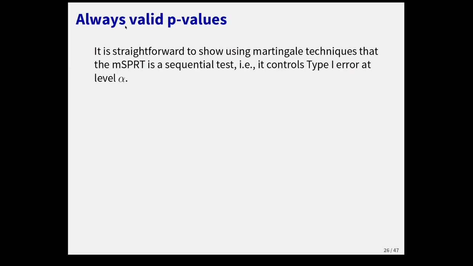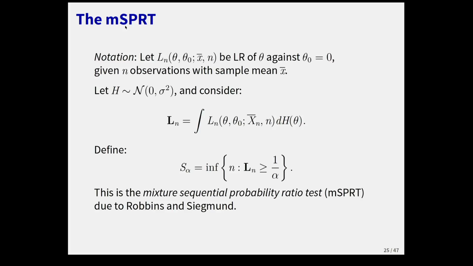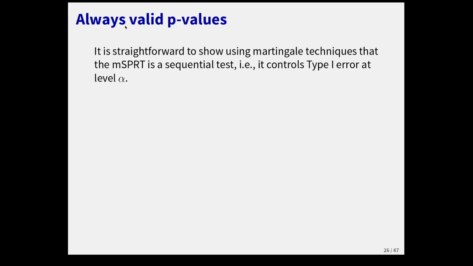This test has some nice properties. The first thing is that under the null, the likelihood ratio is a martingale. Okay? And since it's a martingale under the null, this mixture is also a martingale under the null. And so you can use standard optional stopping techniques to show that the probability that this ever stops under the null is going to be bounded by alpha. Okay? And so that's the control of type 1 error under the mSPRT.